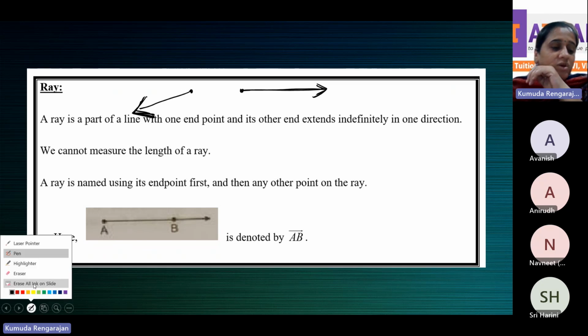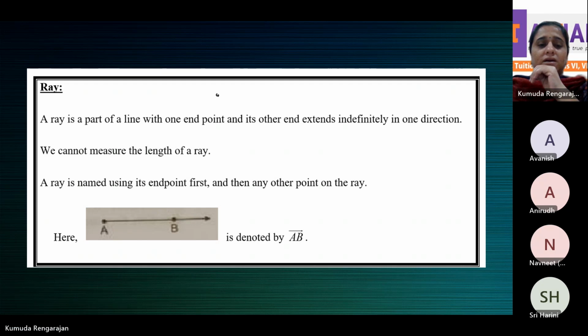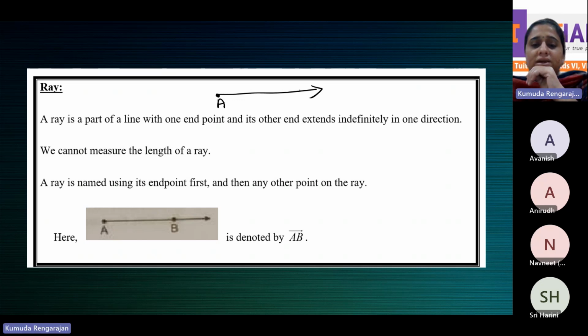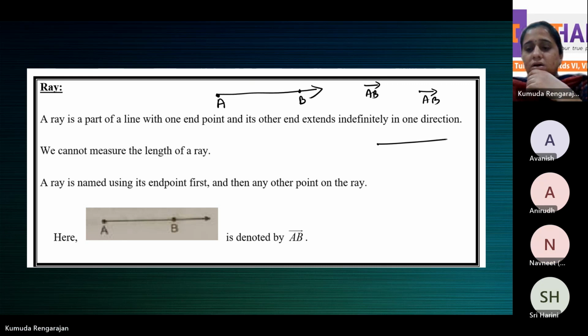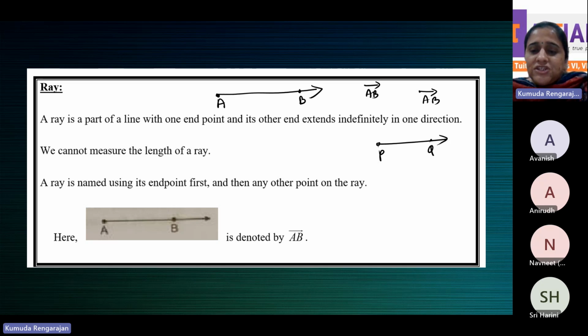So a ray has a starting point. Maybe it starts at A and it extends indefinitely on the other side. So take another point and this is ray AB. This is how you write it, ray AB. Ray AB or ray PQ. A ray has an initial point. Here the initial point is P and it extends indefinitely on the other side.